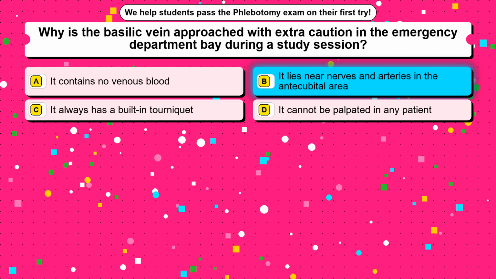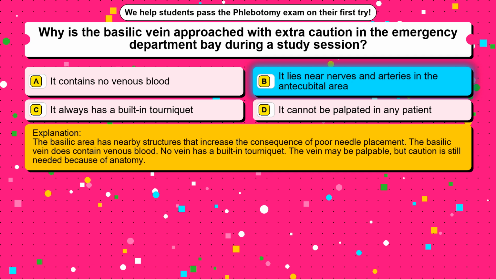It lies near nerves and arteries in the antecubital area. The basilic area has nearby structures that increase the consequence of poor needle placement. The basilic vein does contain venous blood. No vein has a built-in tourniquet. The vein may be palpable, but caution is still needed because of anatomy.